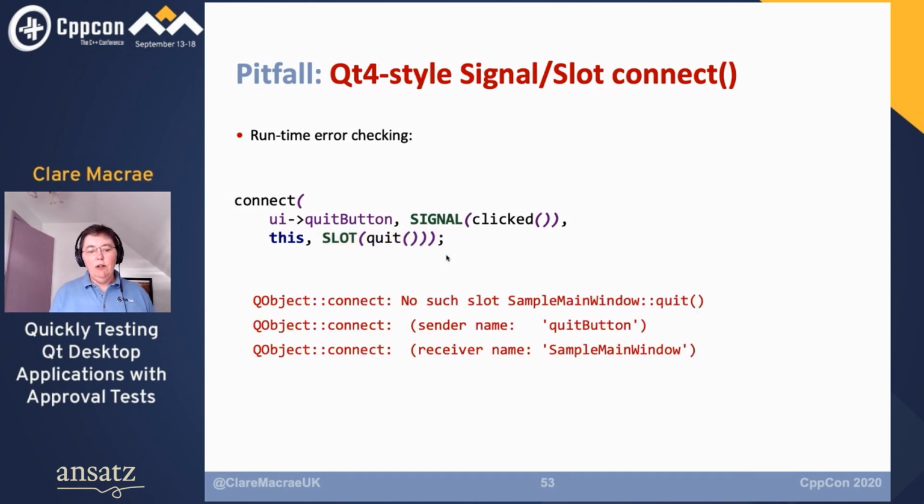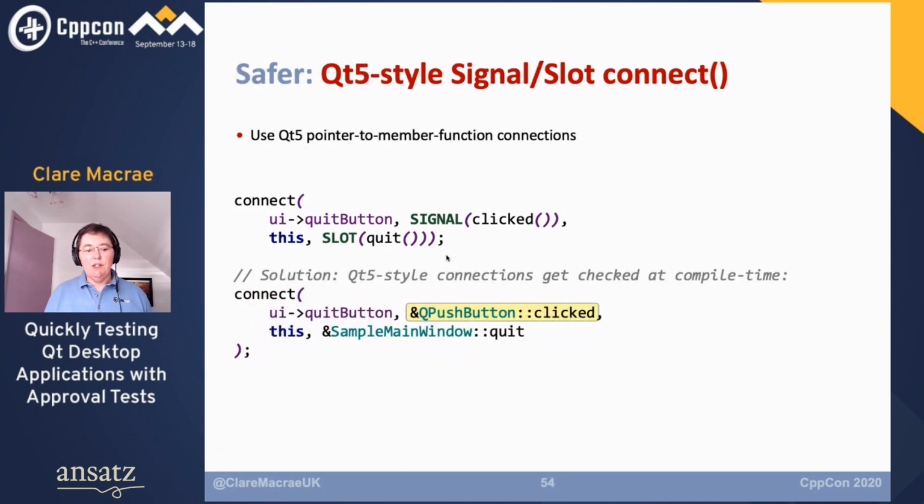And if you get that wrong, for example, if there is no slot method called quit, then at runtime in the console, if you're lucky enough that your application has a console, someone will see error output like this. If you don't have a console, a user will complain that the button was broken. Much safer is to use the Qt 5 style pointer to member function, because if you get this wrong, you know at compile time. I mentioned briefly later a tool that will port code from Qt 4 to Qt 5 connections.